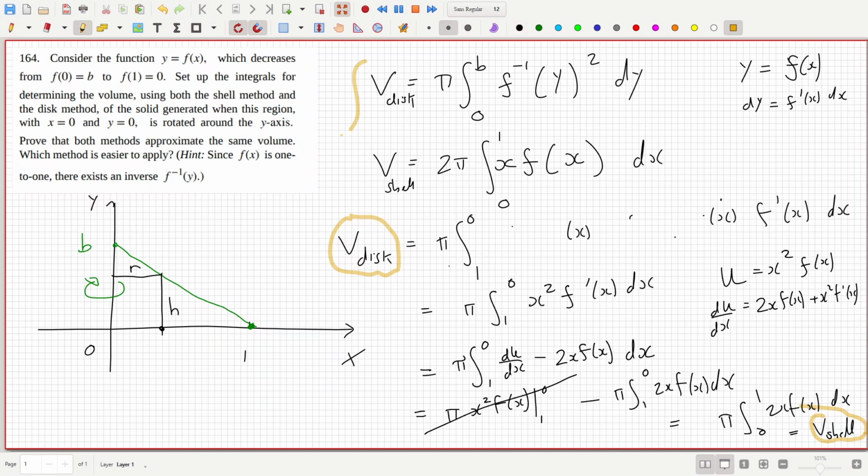So I've proven that these two integrals actually compute to the same thing, or rather one could be simplified into the other. Yeah, a little bit tricky actually.